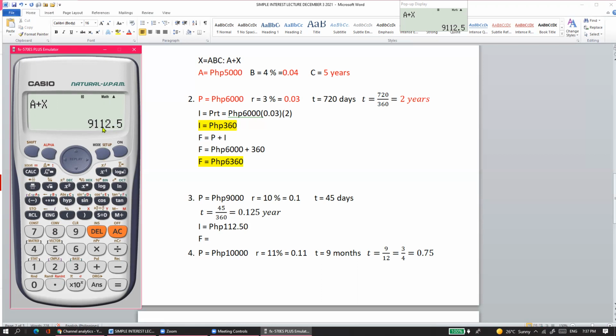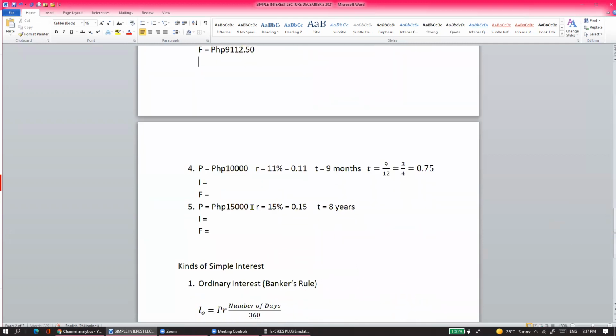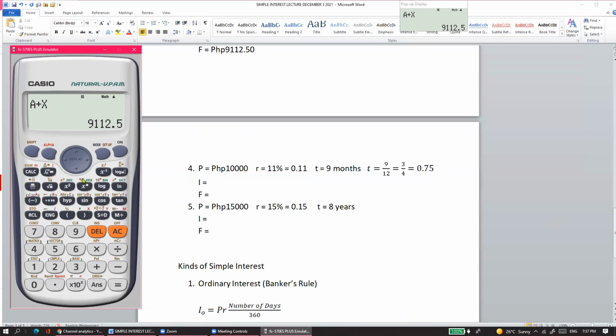We have 9,112.50 for the value of the full amount. Ganyan lang siya kabilis. PHP 9,112.50. Now, let us proceed to problem number 4. Instantly, nasagot ko sila anak, no? It is because of the calculator. Hindi lang yung kabisado mo yung formula, kailangan alam mo rin yung calculator na yung ginagamit.